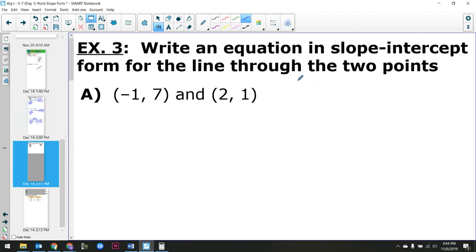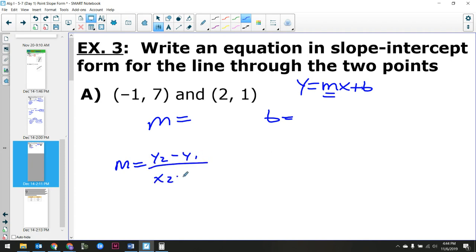I want to put it into slope-intercept form, so I need y equals mx plus b. But in this case, I don't know m either. Look, m is not given to me. Neither b nor m have been given to me. So what I need to do is find my m. Find your slope. M is the difference in the y coordinates divided by the difference in the x coordinates: y2 minus y1 over x2 minus x1.